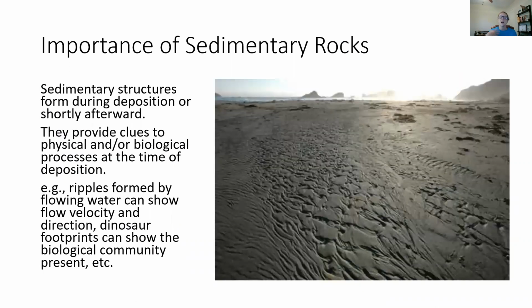Right, so because sedimentary rocks are formed from processes that move sediment around, because moving water has such an important role in creating sedimentary rocks, they actually preserve evidence of those mechanisms. So for example, ripples that form from flowing water can be preserved in the rock, right? We can actually see those ripples in a rock.